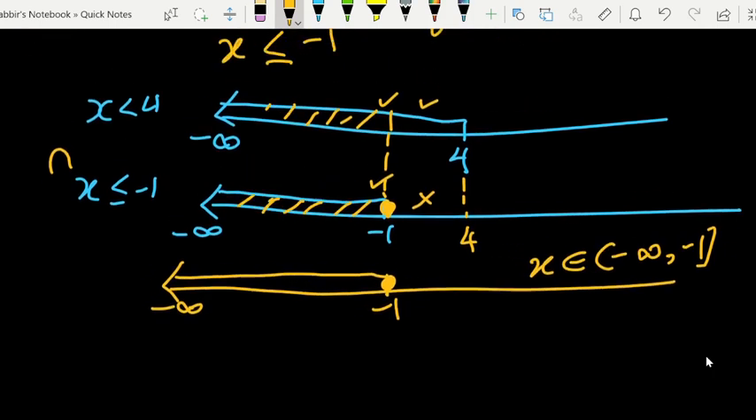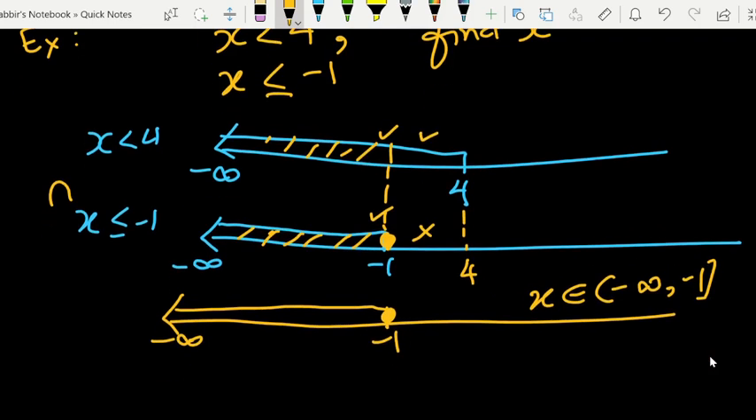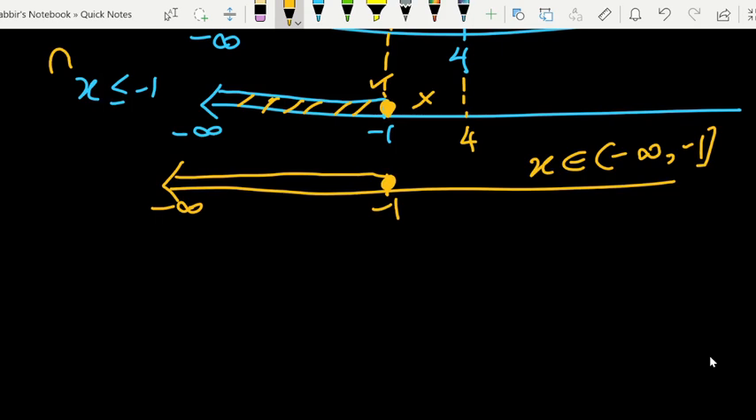Okay, so I hope these examples gave you an idea as to how to find the intersection of inequalities, because in so many questions, if a question involves different methods, sometimes the final solution we have to find by taking the intersection of them. So this is what we call the intersection of two inequalities.